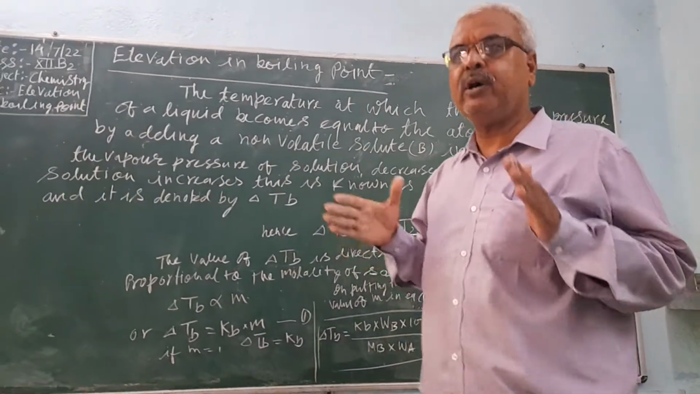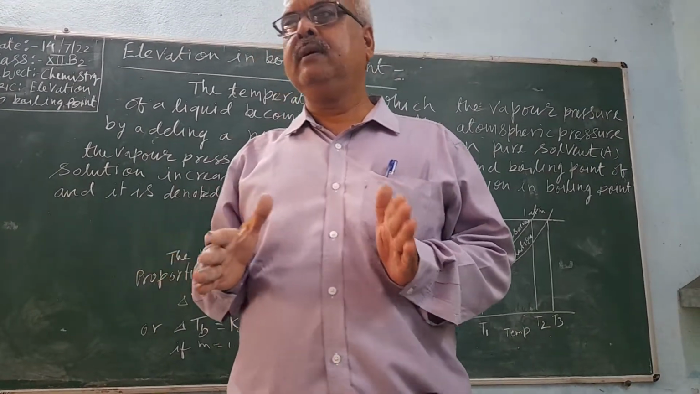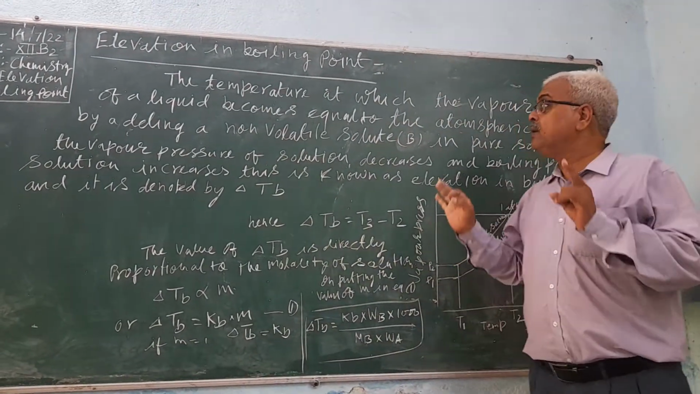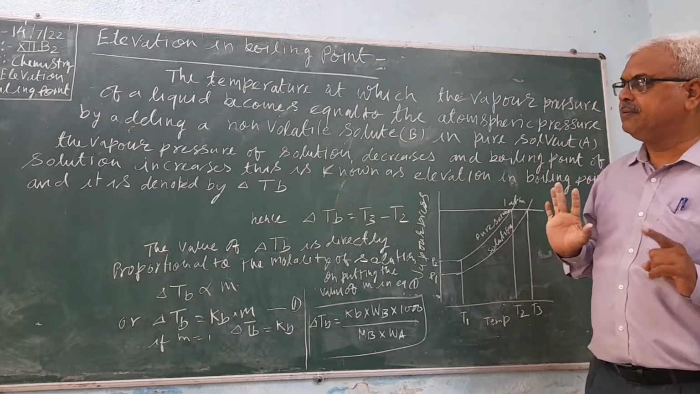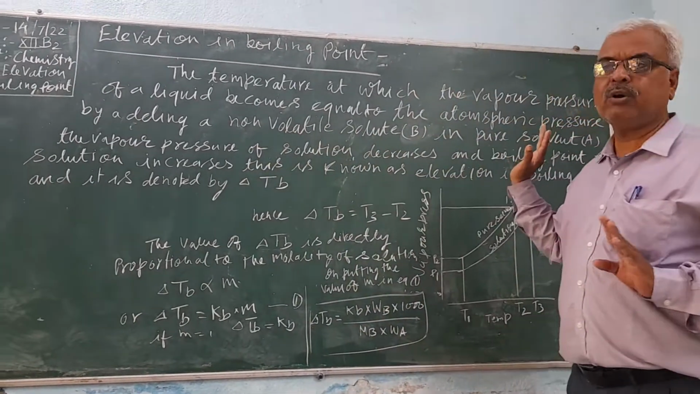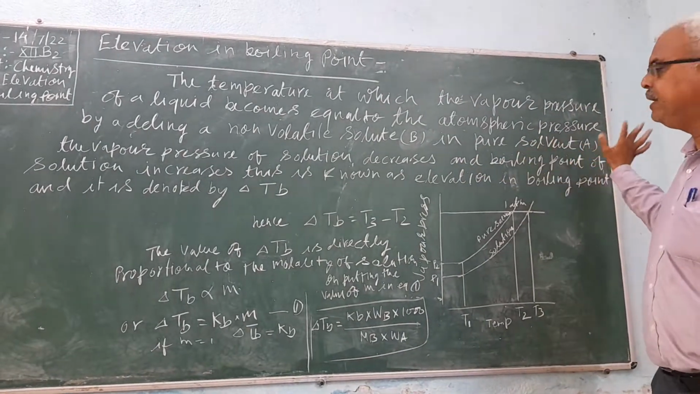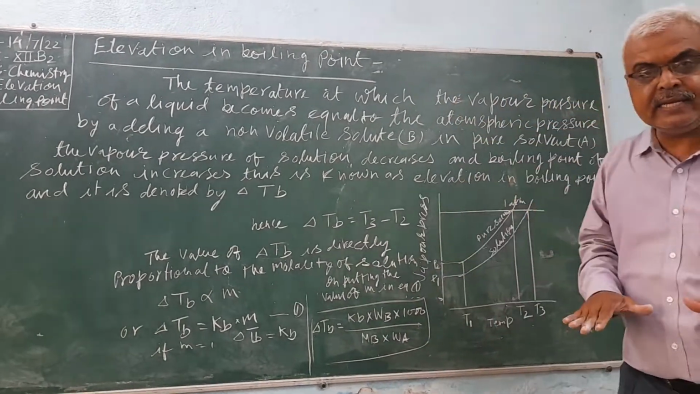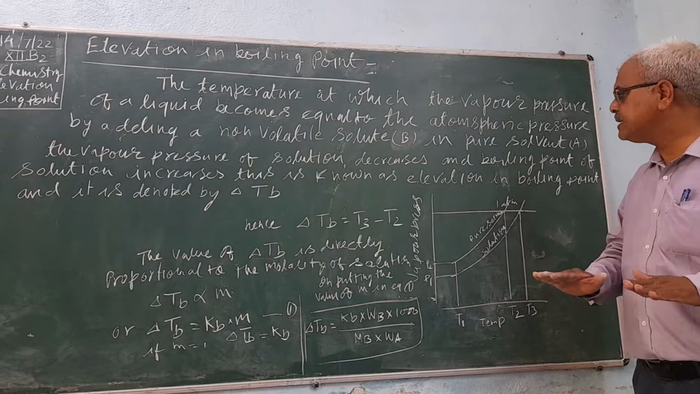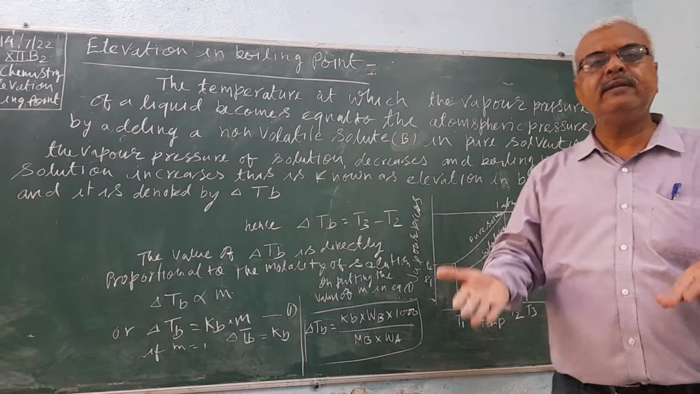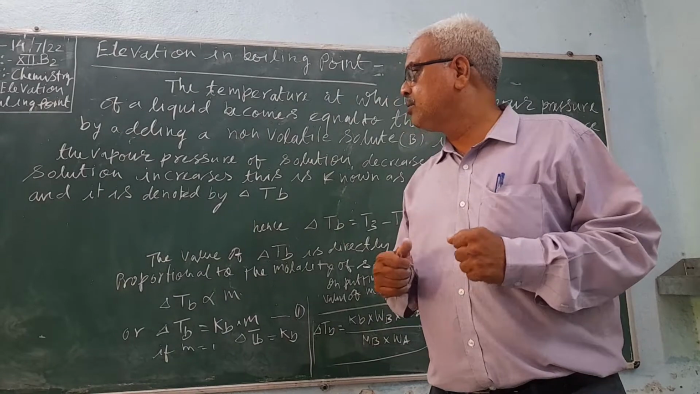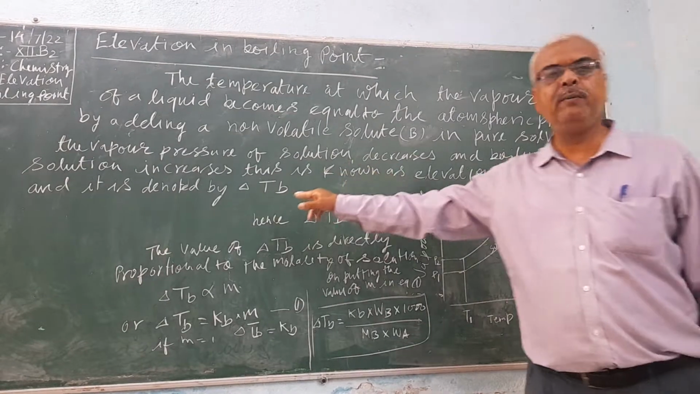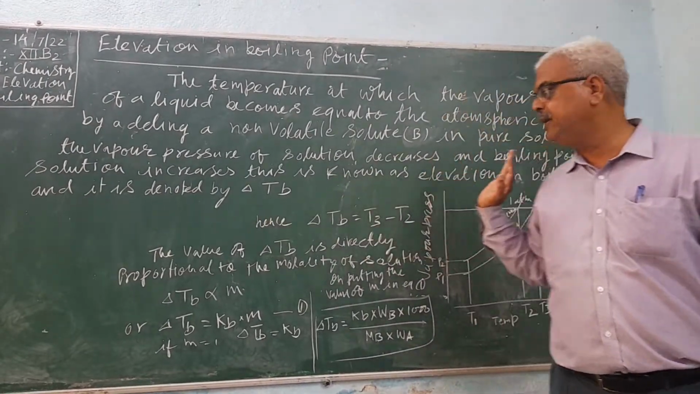Boiling point is the temperature at which the vapor pressure of a liquid becomes equal to 1 atmospheric pressure. By adding a non-volatile solute B to pure solvent A, the vapor pressure of the solution decreases, and this decrease in vapor pressure causes an increase in the boiling point of the solution. This is known as the elevation in boiling point, and it is denoted by delta T.